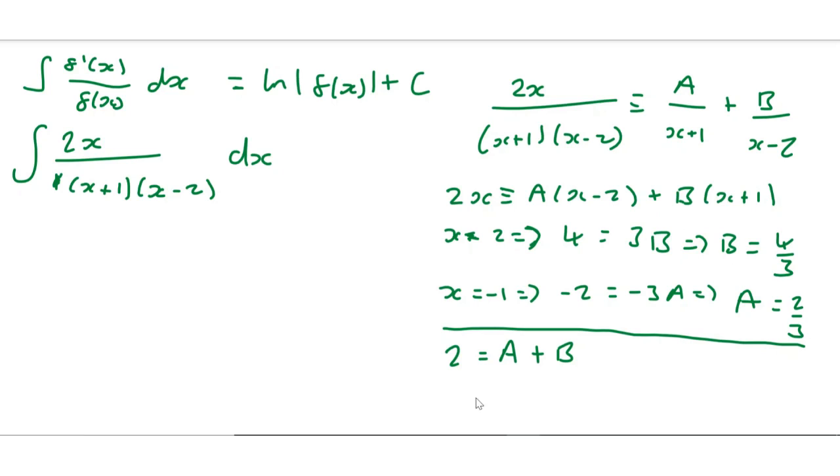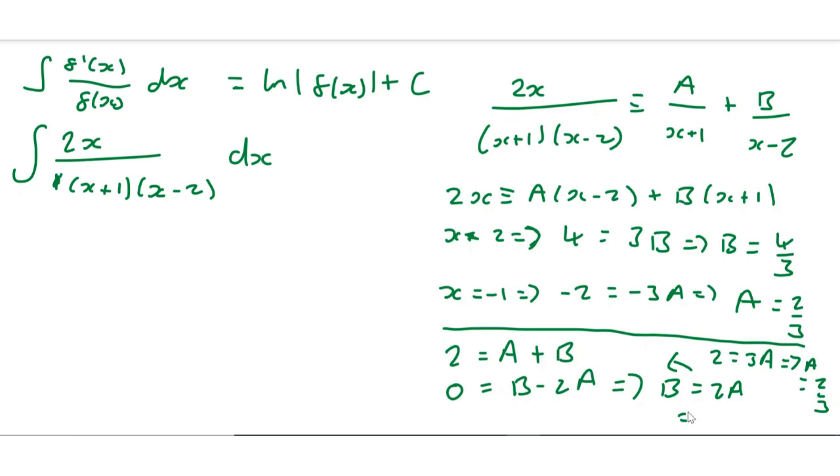And then the constant coefficient on the left hand side is 0, and the constant coefficient on the right is b minus 2a. So this implies b is equal to 2a. Substituting that into the first one gives 2 is equal to 3a. Look at that, it gives us exactly the same value of a as before, and if b is equal to 2a, this gives b is equal to 4/3. So those are the two methods. Obviously we get the same answers.